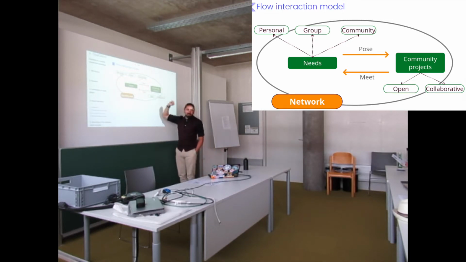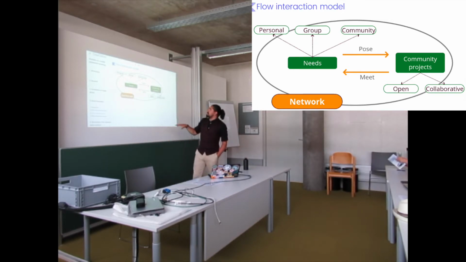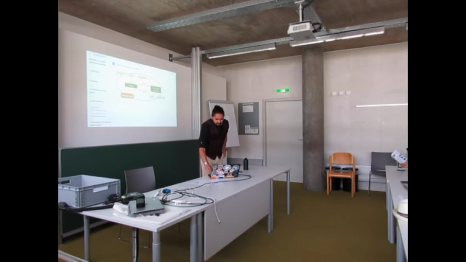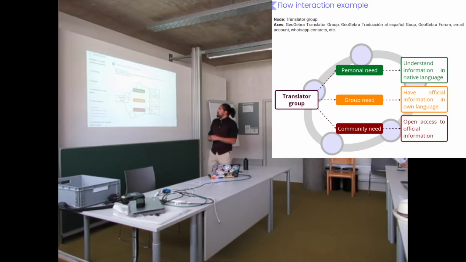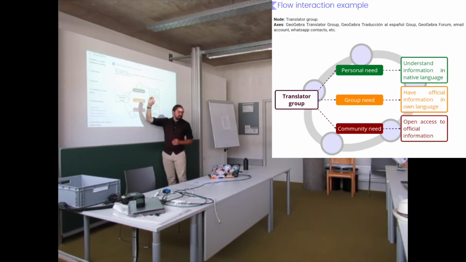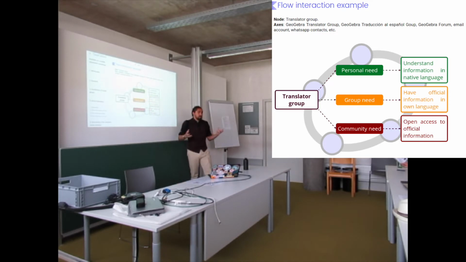So this project meets the community needs, okay, and the material support is the net. So this is the way the flow interaction model works. An example: we have, for example, the node translator group. They work to meet personal needs. For example, a new user needs to understand information in their native language.